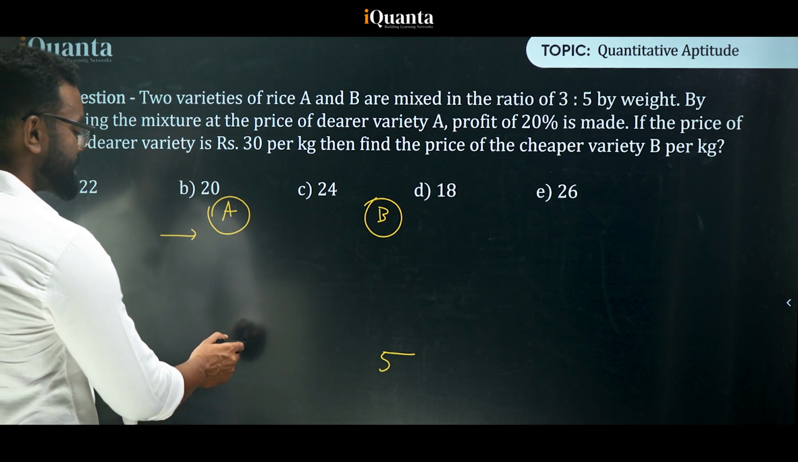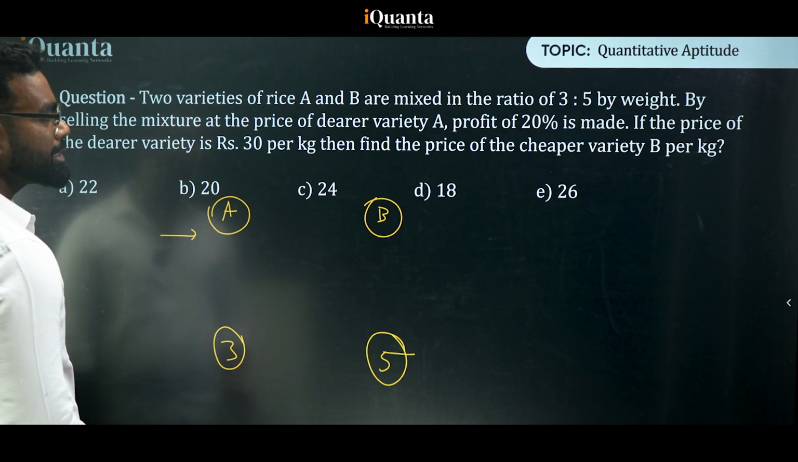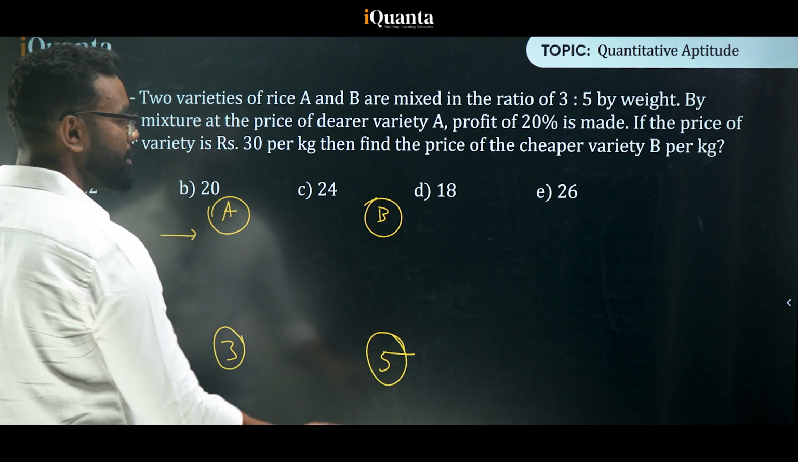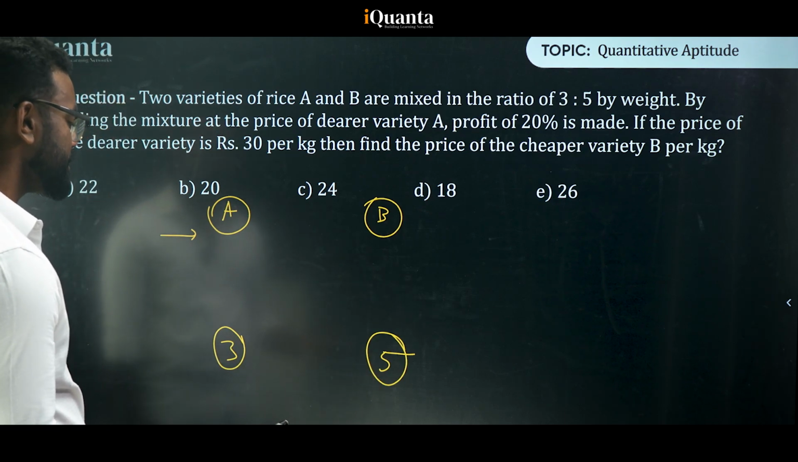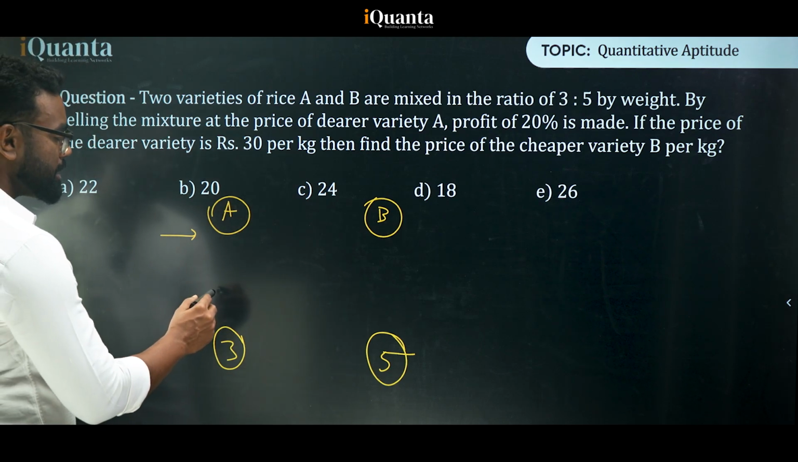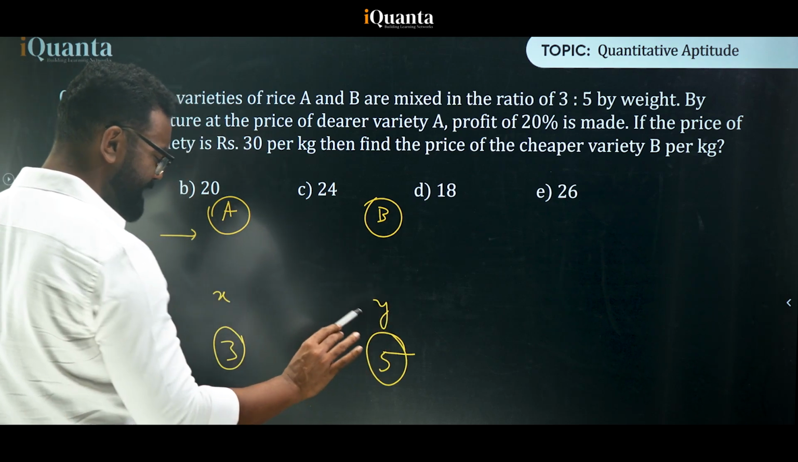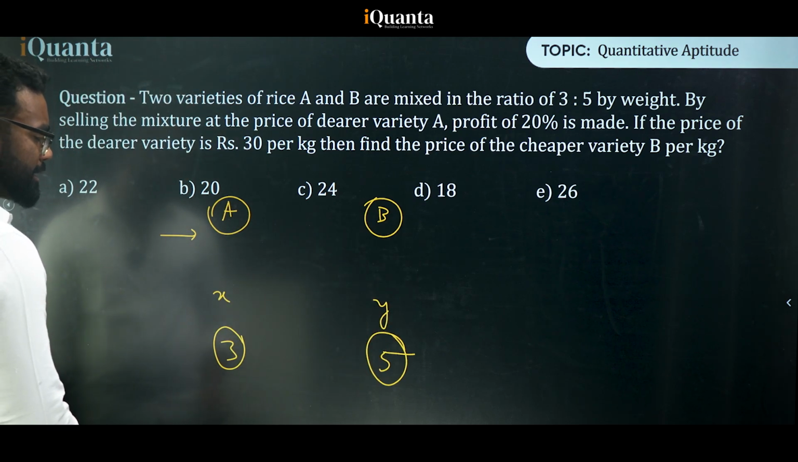So let's say if this is 3 and this is 5, okay? If you generally solve this type of question, then after selling this and this in total, he is making a 20% profit. So let's think about it this way. If the price of this is, let's say, X and the price of this is, let's say, Y.